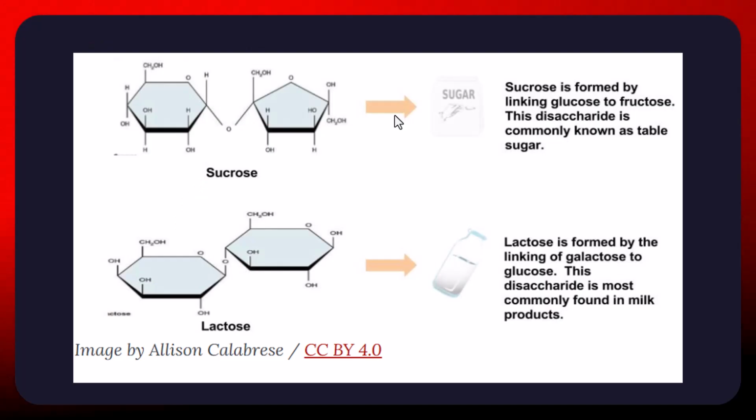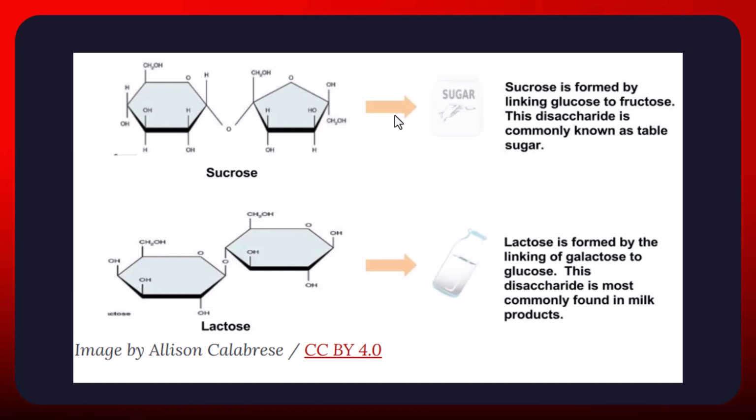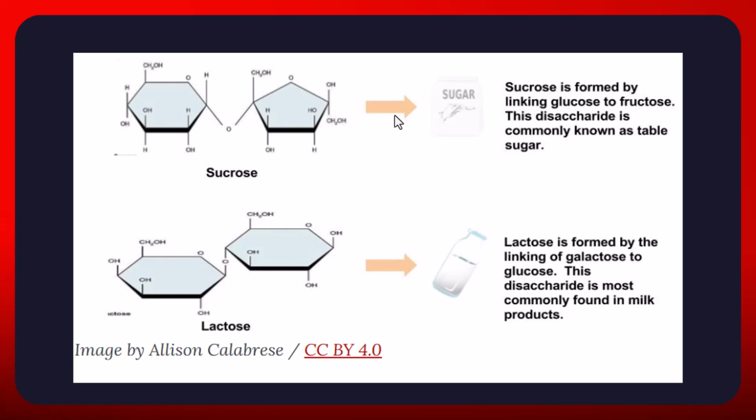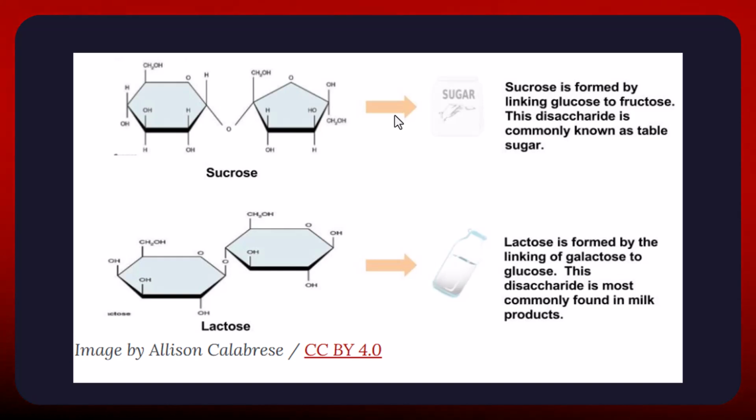Here we can see the chemical structures of sucrose and lactose as examples of disaccharides. And as you can see, it's two monosaccharides linked together.